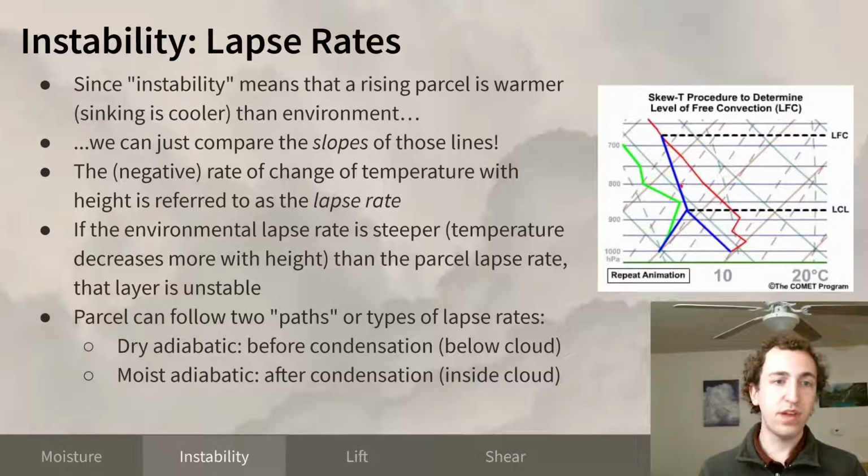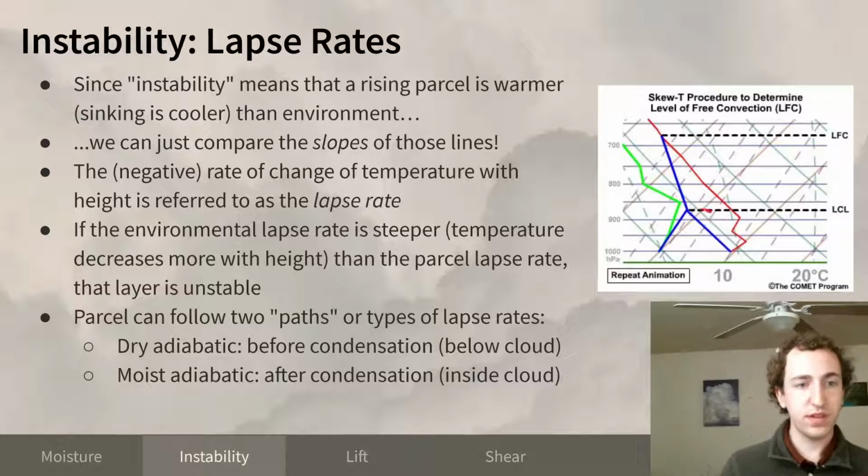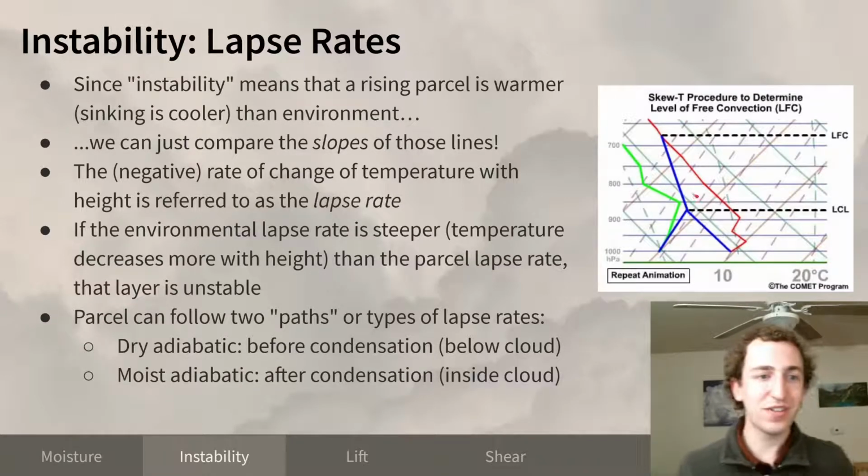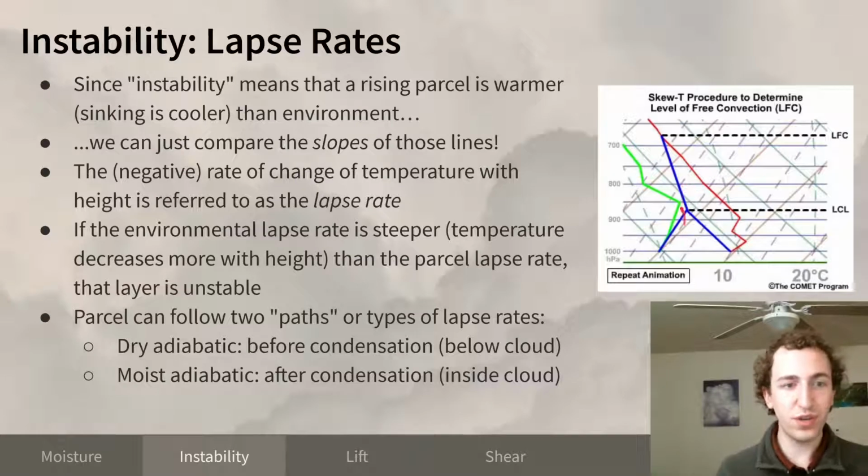You notice in all of these cases, it's less steep, less steep, less steep. Actually the temperature here, because of where it started, is less than the environmental temperature. So it's actually still cooler, so it would sink. Once it gets up here, it's actually reached enough buoyancy that it will start rising freely. So this is your level of free convection.